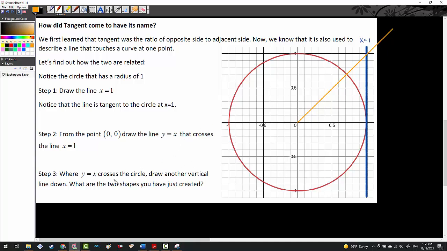And so now it says where y equals x crosses the circle, draw another vertical line down. So I'm talking about right here. And I'm going to just draw another vertical line down here. And what two shapes have just been created? Well, it looks like the orange is a right triangle.